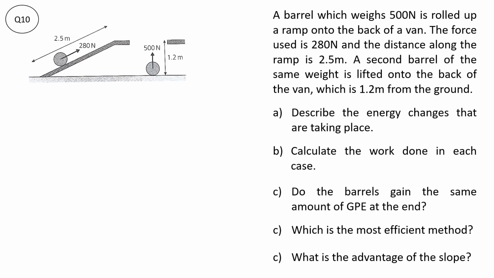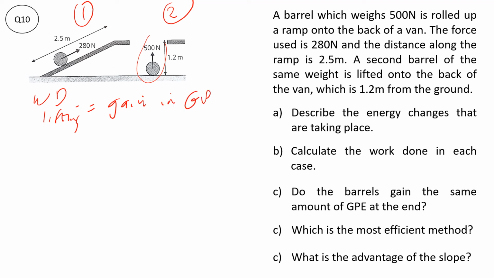Okay, this one, the final question. A barrel weighs 500 newtons. Here it is. It's being rolled up a ramp onto a van. So we're looking at two situations here, situation 1, situation 2. A second barrel of the same weight is lifted onto the back of the van, which is 1.2 meters off the ground. So either you can do a direct lift, which is method 2, or you roll it up a ramp, which is method 1. Energy changes. Well, the work done lifting equals the gain in GPE. We're going to ignore heat loss in this. We assume that no energy is lost. Calculate the work done in each case.